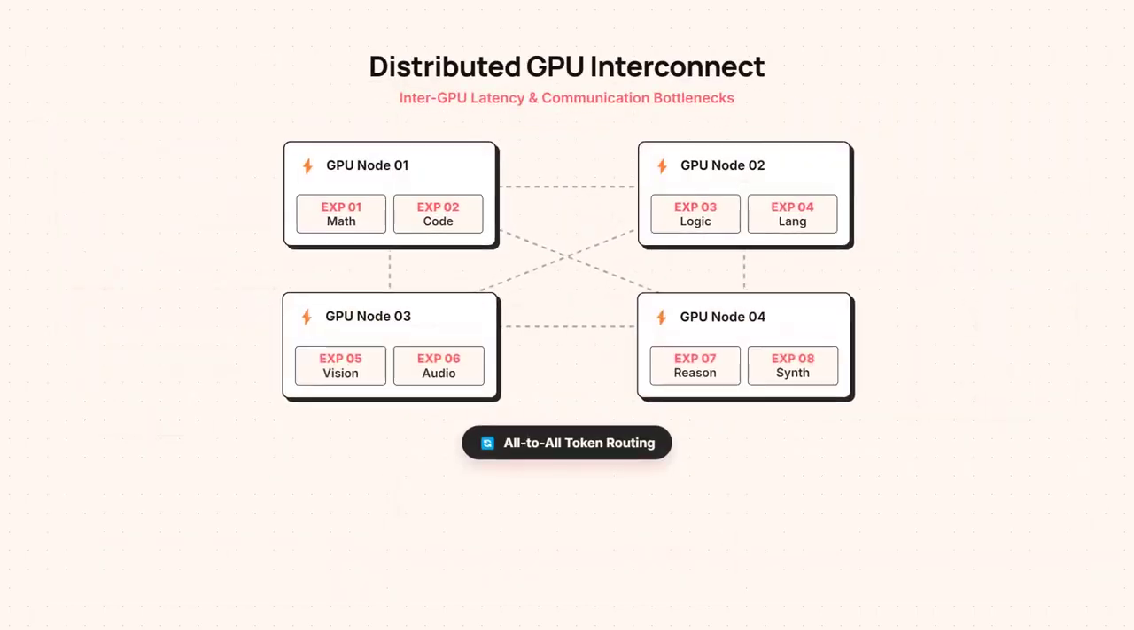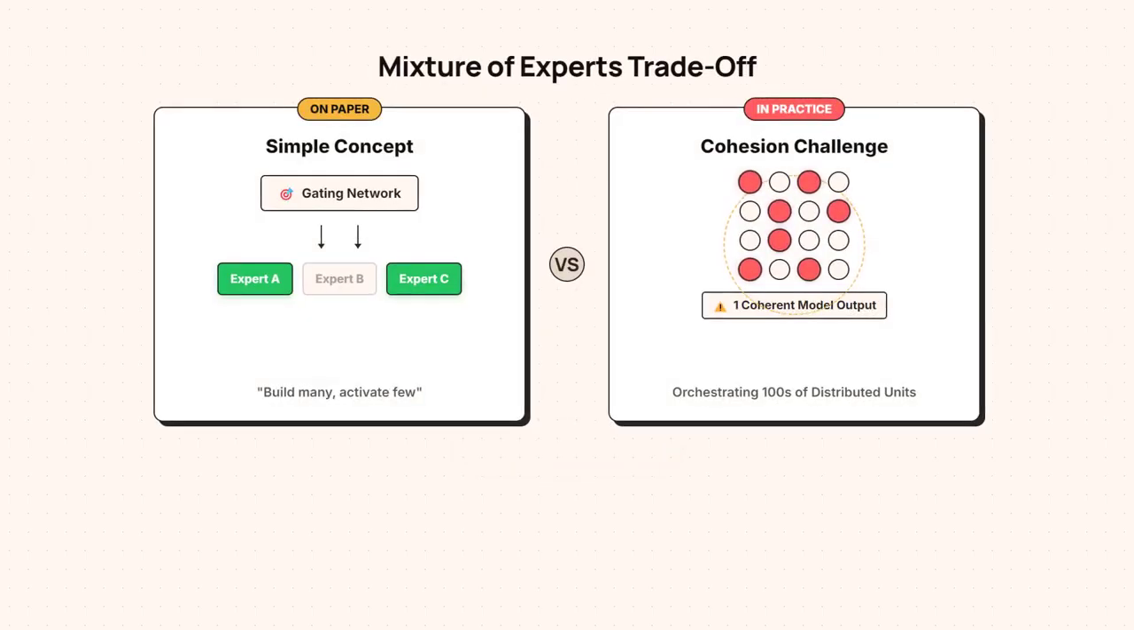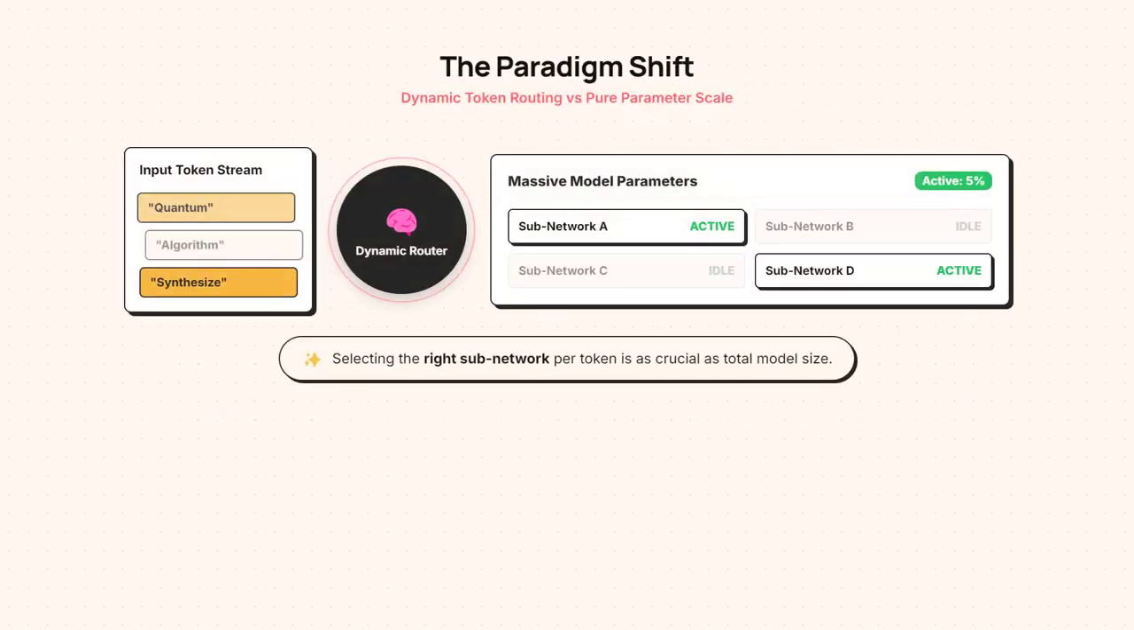And when experts are spread across multiple GPUs, moving information between them can become just as important as the calculations themselves. That is why mixture of experts is both elegant and difficult. On paper, it sounds simple. Build many experts and use only the ones you need. In practice, the hardest part is making hundreds of experts behave like one coherent model. And as models continue growing, that ability to decide which small part of a massive network should work on each token may become just as important as making the network larger in the first place.